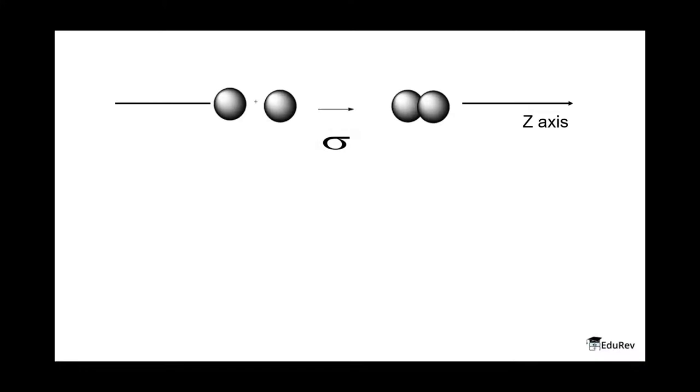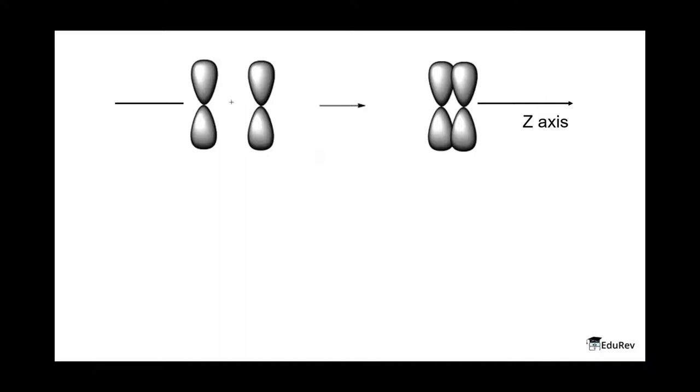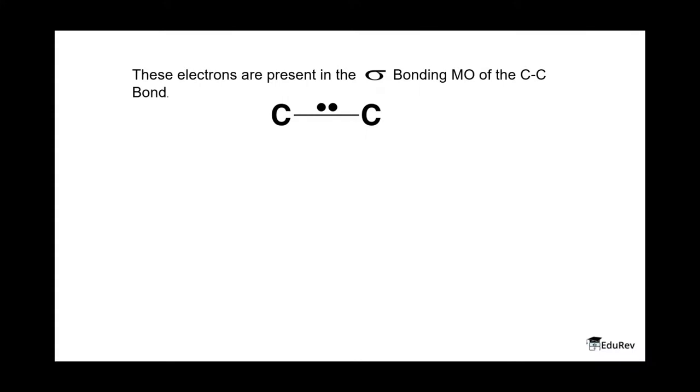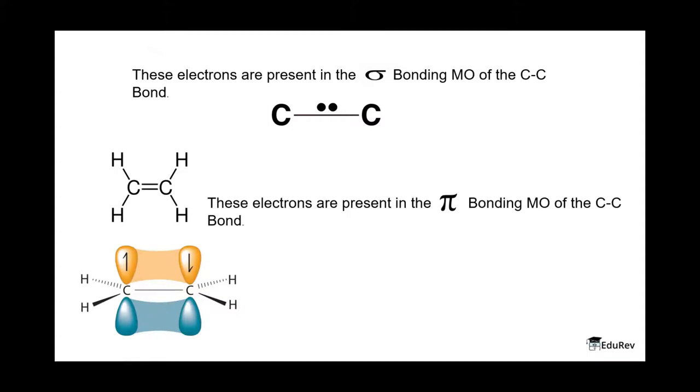So conventionally, the Z-axis is always considered to be the internuclear axis, and whenever we have a combination of atomic orbitals along the internuclear axis, we have a sigma bond which is formed. And whenever we have an orbital combination which is not along the internuclear axis, which means on either the X or Y axis, then we have a pi bond that is formed, okay? So just like in the case of sigma bonds, we have sigma and sigma star, which are bonding and anti-bonding molecular orbitals. Again, in the case of pi bonds, we have pi and pi star. Sigma star and pi star are both examples of anti-bonding molecular orbitals, and sigma and pi are both examples of bonding molecular orbitals. So for any sigma bond to exist, the electrons will definitely have to go into the sigma bonding molecular orbital. For any pi bond to exist, the electrons must definitely go into the pi bonding molecular orbital.